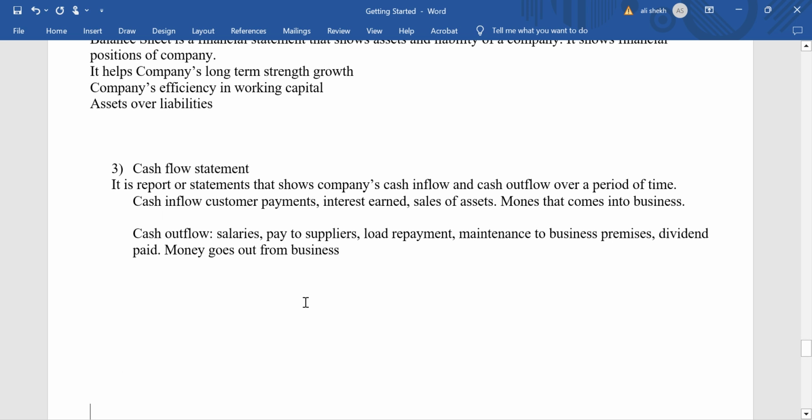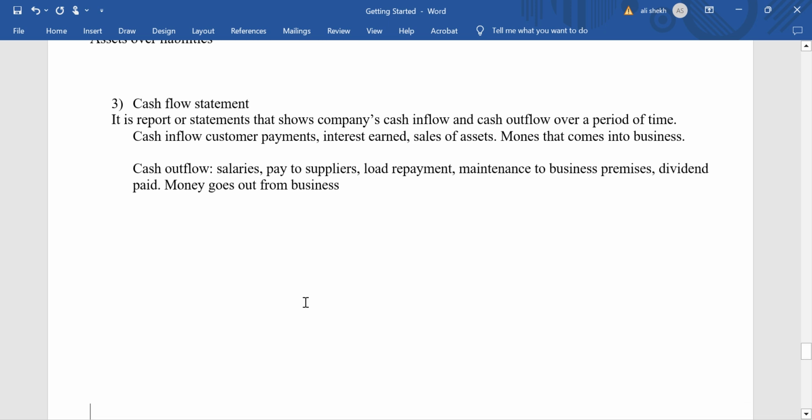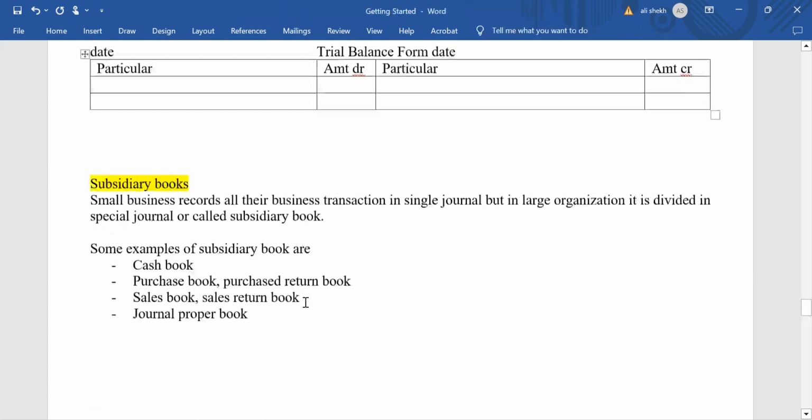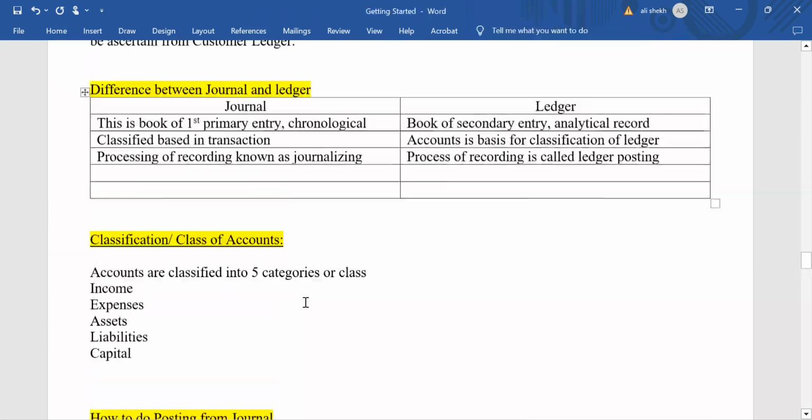So basically accounting includes or processes these many things.